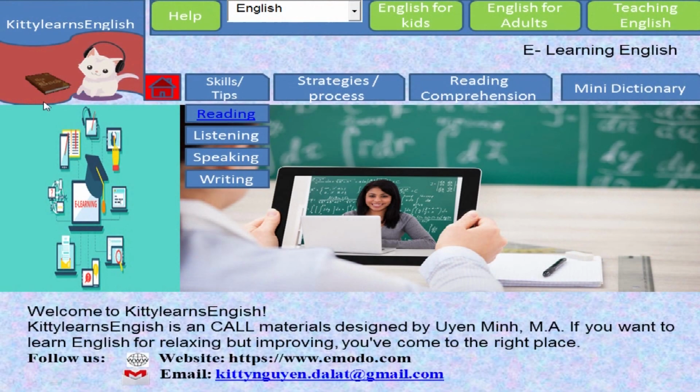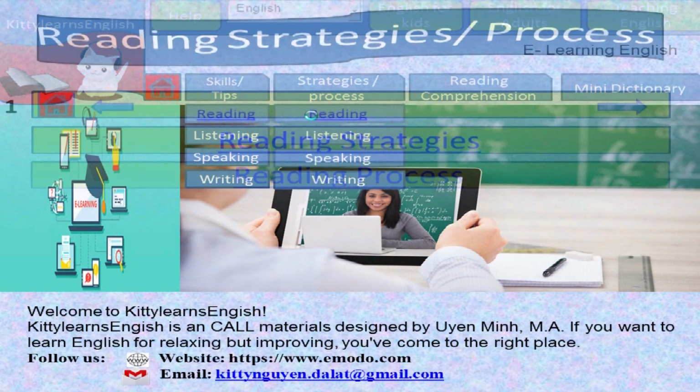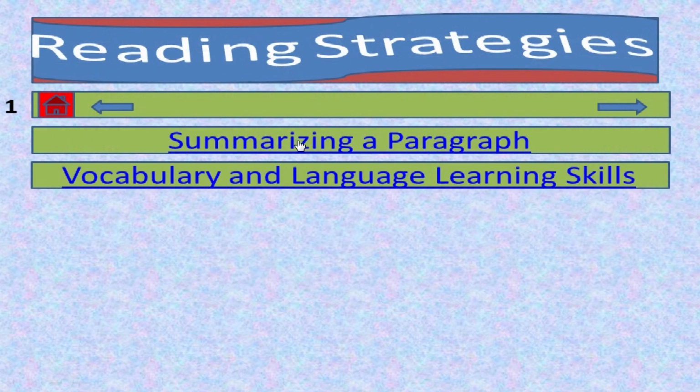Now back to the home slide one more time. We have reading strategies and process. Go to reading strategies first. In Reading 1, there are 2 main crucial strategies that you should master. They are summarizing a paragraph and vocabulary and language learning skills.